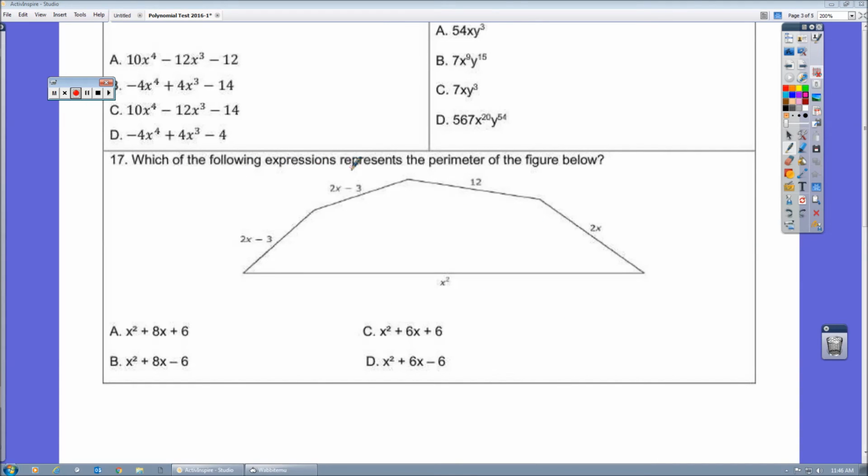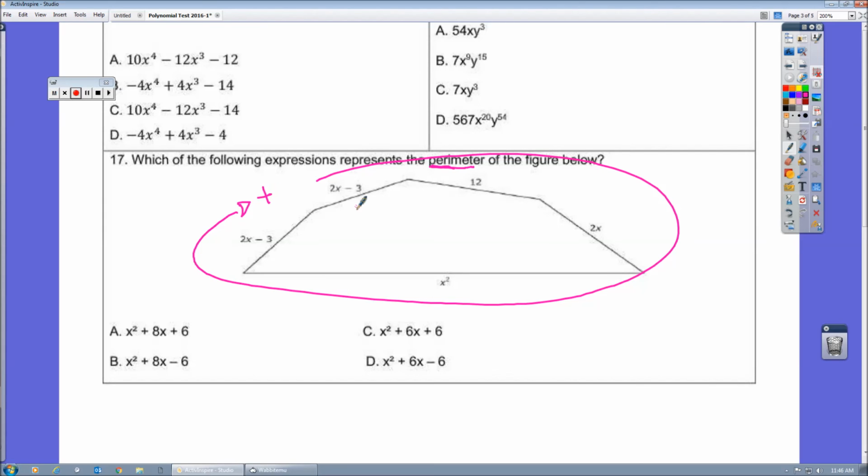17, which of the following expressions represents the perimeter of the figure below? We're adding up all the sides right here. We're going to add all of those together. So start with your x's. 2 plus 2x, that's 4x.